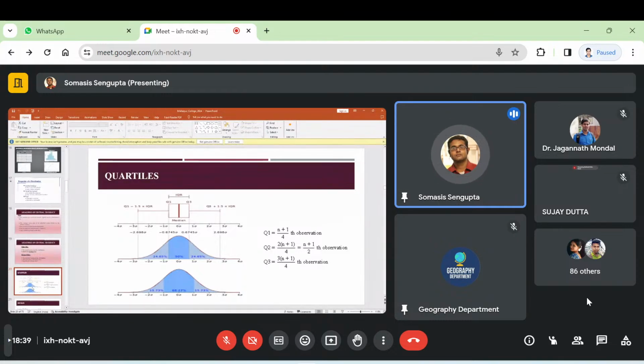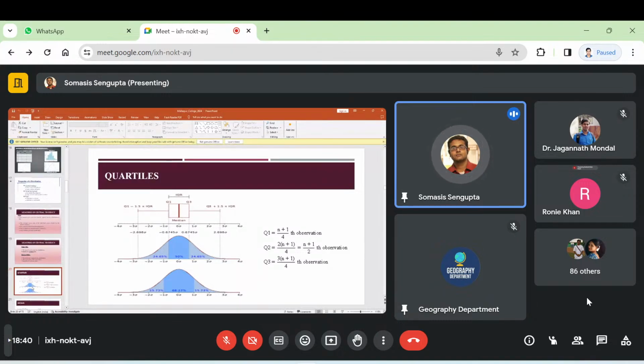Now quartiles. Sometimes it is necessary to divide the distribution into various parts. So in this case, quartiles, deciles and percentiles are very significant. Quartiles are those values which divide the distribution into 4 equal parts. Suppose the distribution is 100%, then 4 equal parts are equivalent to 25% each. So in that case, you have 3 quartiles.